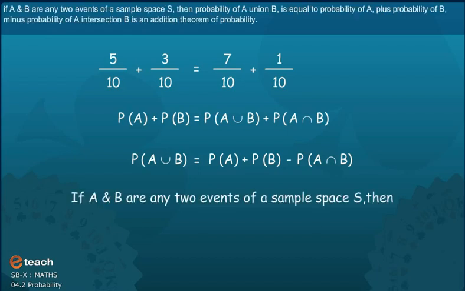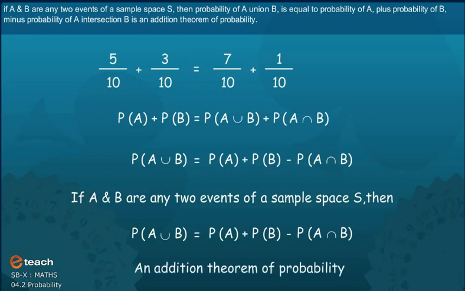If A and B are any two events of a sample space S, then probability of A union B is equal to probability of A plus probability of B minus probability of A intersection B. This is the addition theorem of probability.